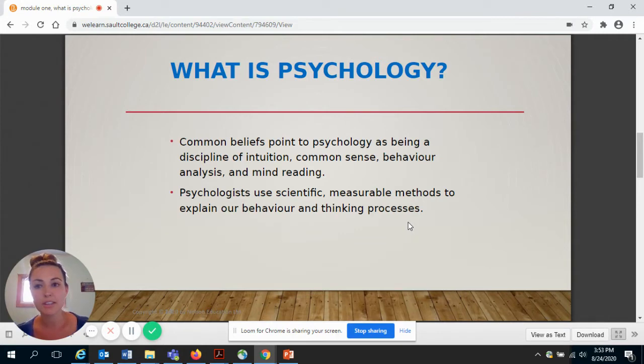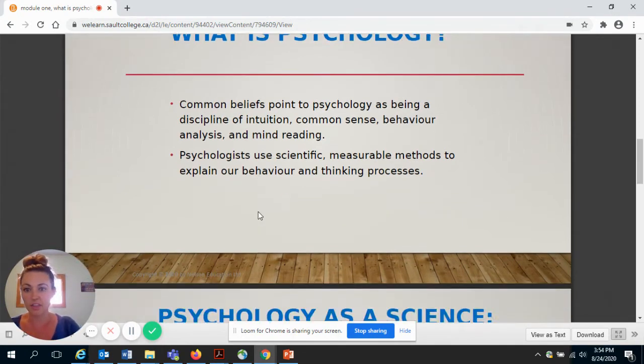People used to believe, or it's a common belief, that psychology is just common sense, or about mind reading or behavior analysis or just intuition, but that's not the case. The field of psychology does use the scientific method. Psychologists are interested in using the scientific method to measure and study our behavior and also our mental processes. So they explain the way we behave and also some of the things that we think.